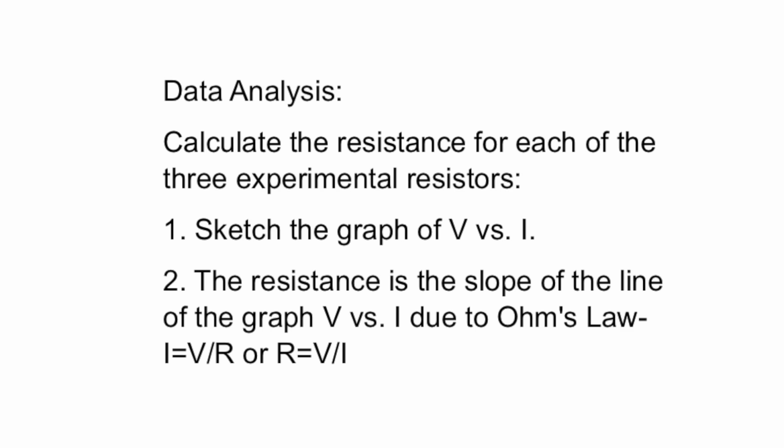Data analysis. Afterward, we will calculate the resistance of each of the 3 experimental resistors. 1. Sketch the graph of voltage versus current. And 2. The resistance is the slope of the line of the graph of voltage versus current. Due to Ohm's law, current is equal to voltage over resistance, or resistance is equal to voltage over current.